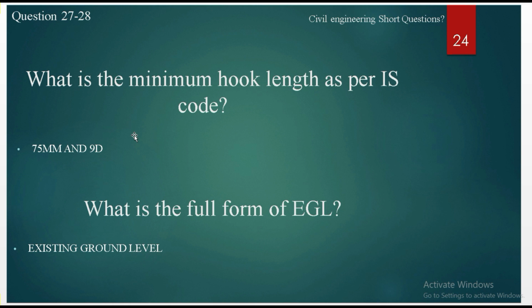And question number 27 and 28. What is the minimum hook length as per IS code? Well, it's 75 millimeters or 9D. 9D is what most site engineers use. So 75 mm or 9D. What is the full form of EGL? Well, it's the existing ground level. And NGL is the natural ground level.